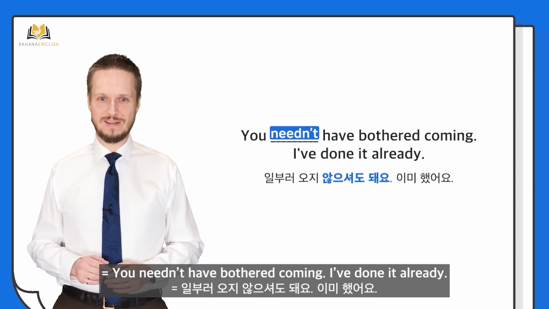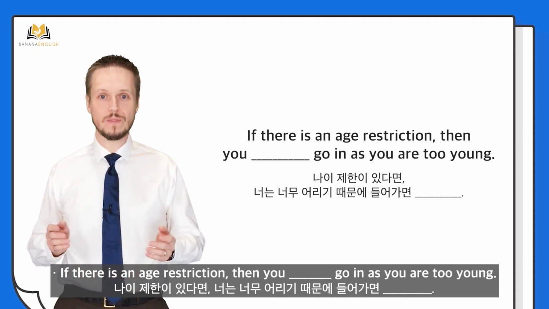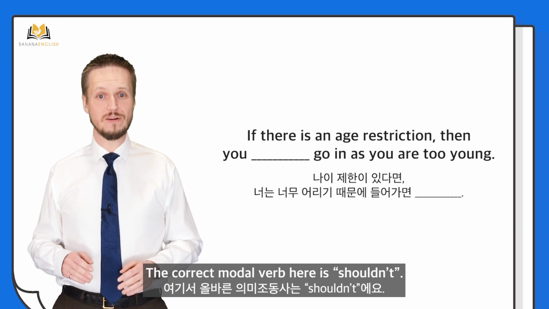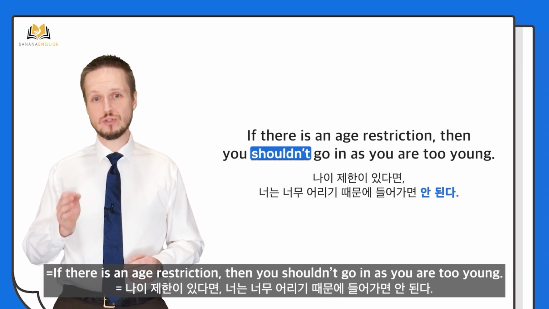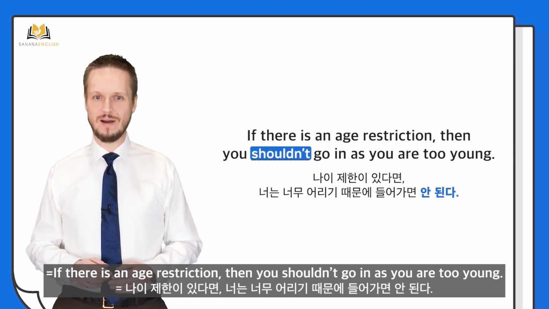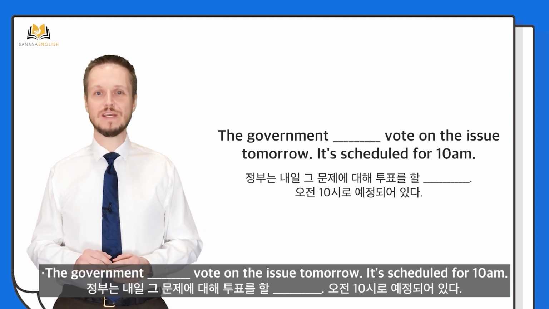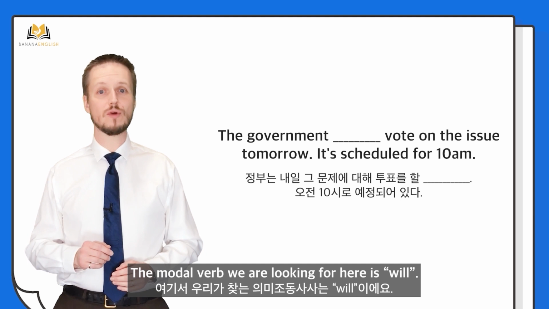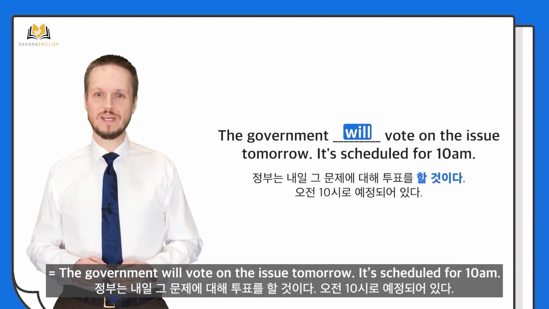I've done it already. If there is an age restriction, then you go in as you are too young. The correct modal verb here is shouldn't. If there is an age restriction, then you shouldn't go in as you are too young. The government vote on the issue tomorrow. It's scheduled for 10 a.m. The modal verb we're looking for here is will. The government will vote on the issue tomorrow.